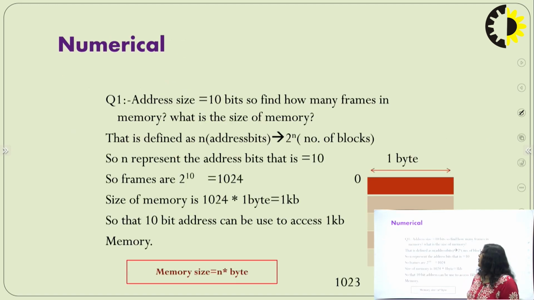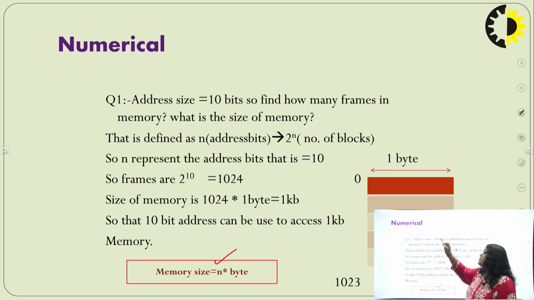Now we take the numerical. We have an address size equal to 10 bits. Find out how many frames are in memory and what the size of memory is. Basically, memory size is n multiplied by bytes. The address bits are 10 bits, so how many pages or how many frames are there? This is 2 to the 10.